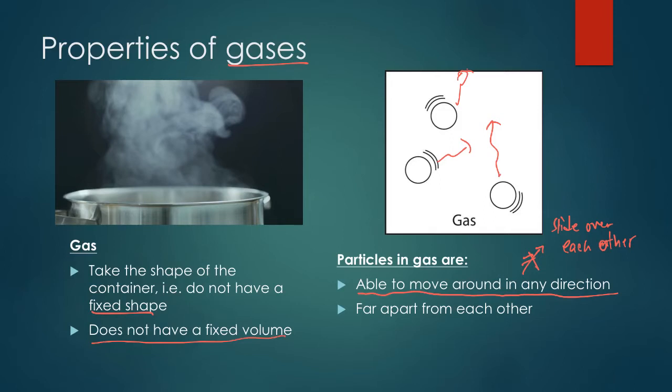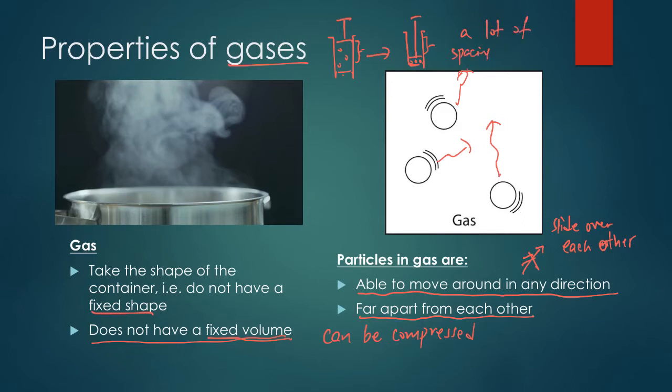And they do not have a fixed volume, which means that they can be compressed. Why? The reason is very simple: the particles are far apart from each other. If we use the syringe example again, it is still okay if I reduce the volume. I can reduce this amount of volume, and it's still fine for them because there's a lot of spacing between particles. That's why they can be compressed.